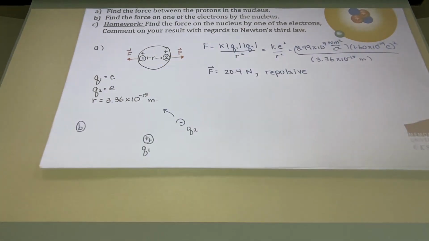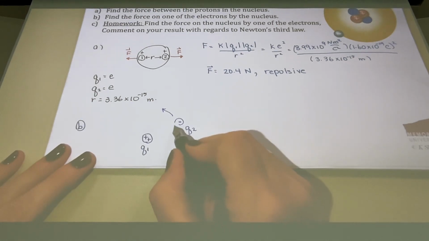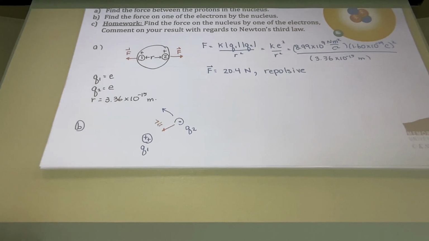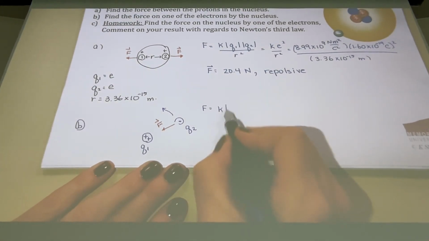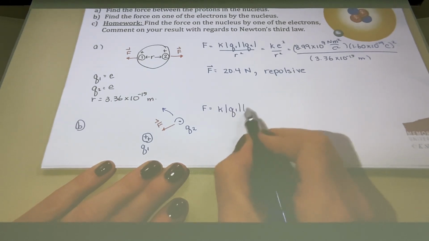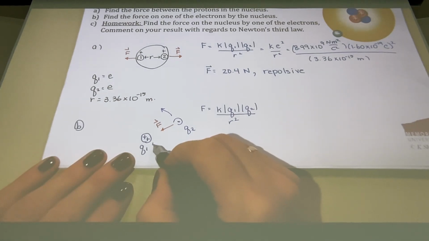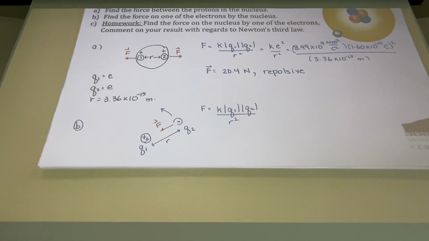Like I did up here, I'm going to put the direction of the force on that. So the force is attractive. This electron is attracted to the nucleus. So there's the direction of the electric force. So let's use Coulomb's law to find the magnitude of the force. So the force has a magnitude of K times the magnitude of charge Q1 times the magnitude of charge Q2 divided by R squared. R is the distance between the nucleus and the electron.